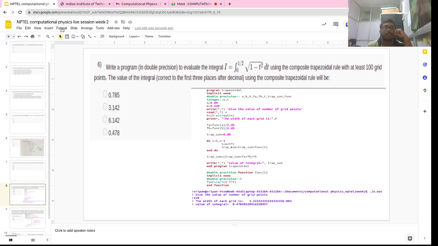Okay, so maybe with some different function you will get some question in this year's assignment, so you can use this type of code. I suggest you try to write the code by yourself first, and then if you are not able, you can look at this code. Okay, so the answer to this question will be this one, 0.478.